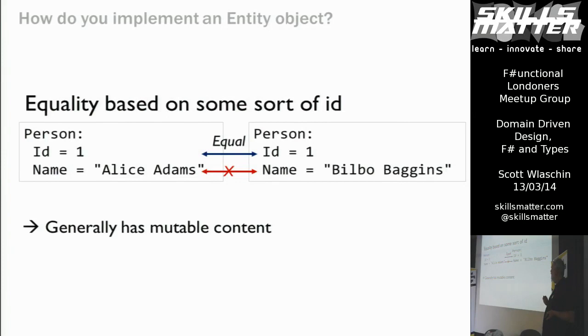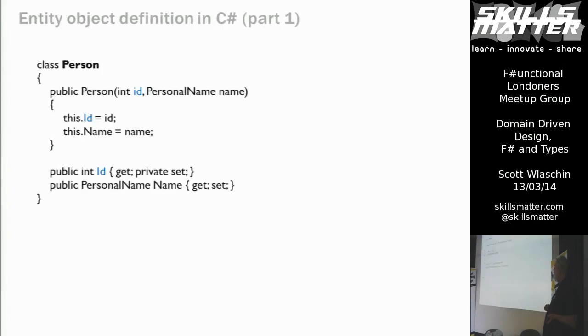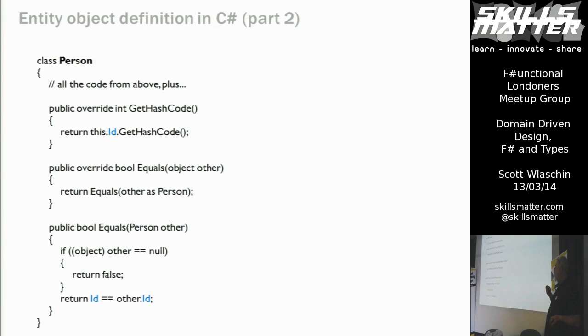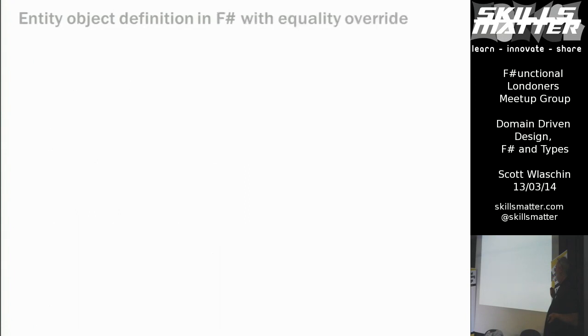So immutable content, generally, although you don't have to have immutable content. So how do we do this in C#? Same thing, we write a class. This time I removed the private set so the name is mutable. And I have to override equality again in a subtly different way from the first time. Okay, I have to compare an ID.